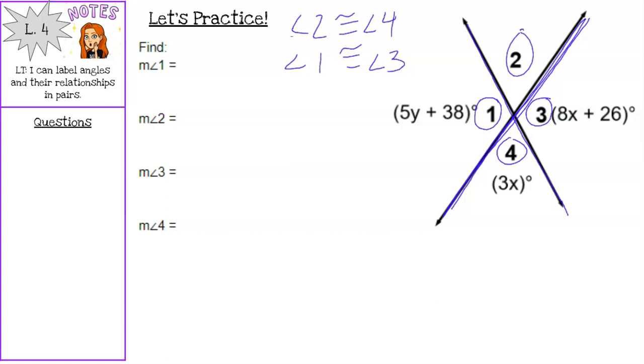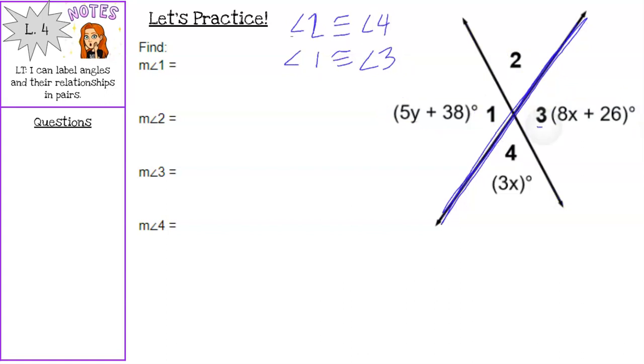So if we look, angle 1 and angle 3, their measurements don't have the same variable. One has a y variable and one has an x variable. So that relationship isn't going to help us to solve for one of our variables, which we're going to need in order to solve for the measure of the angles. So if we look at angle 3 and angle 4, they both have that x variable. So we need to figure out their relationship.